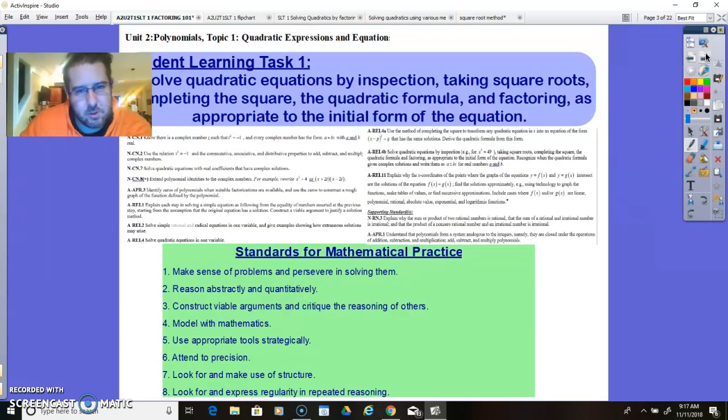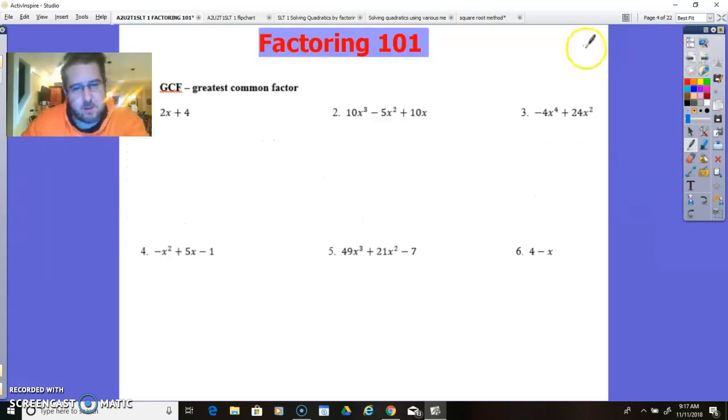Alright, so getting into factoring. So we're going to be factoring out the GCFs and factoring trinomials without leading coefficients. That's what this video is about. So when you look at this expression, this is a binomial. There's 2 parts. This is a trinomial, 1, 2, 3 parts. This is also a binomial.